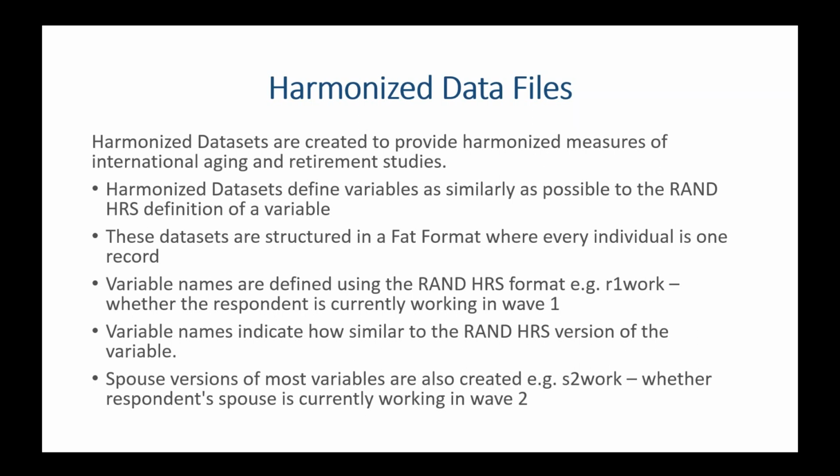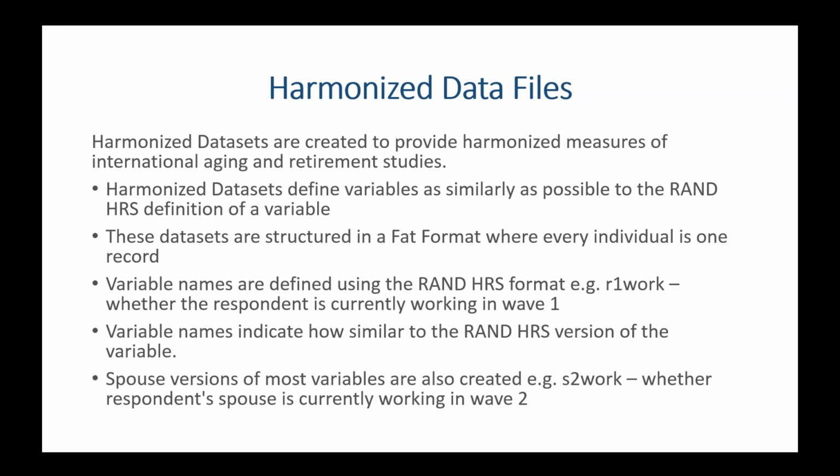Some of the hallmarks of the RAND-HRS data, and likewise all our harmonized data files, are that the data sets are structured in fat format, where every individual is one record. The RAND-HRS uses very simple variable names. So a variable like R1WORK records whether the respondent is currently working in wave 1. R for respondent, 1 for wave 1, and WORK for whether currently working.